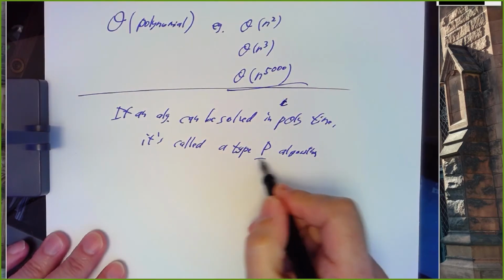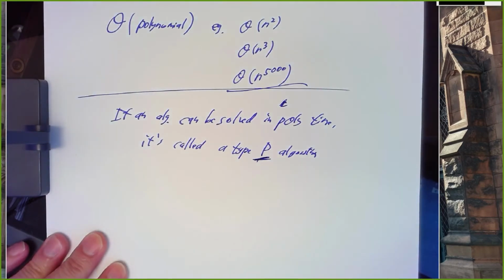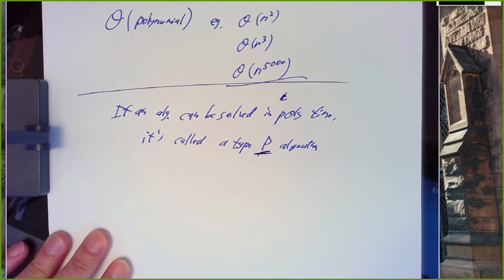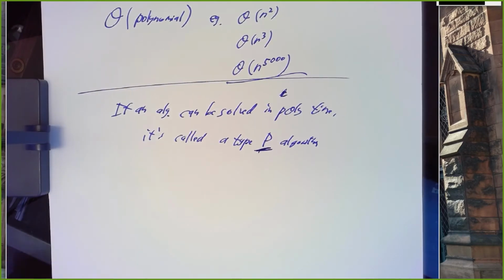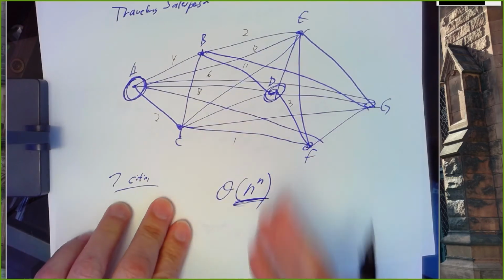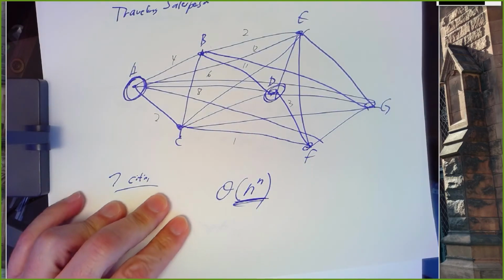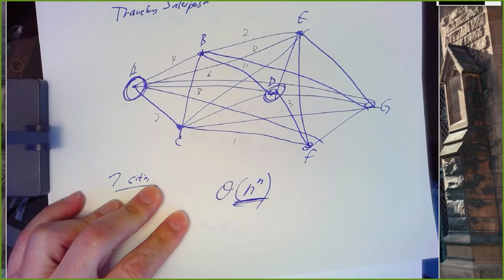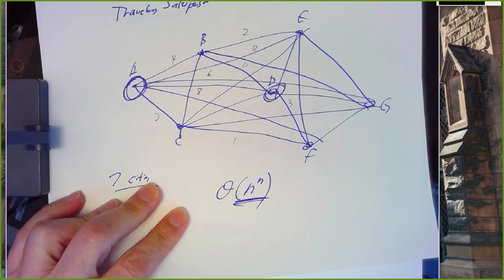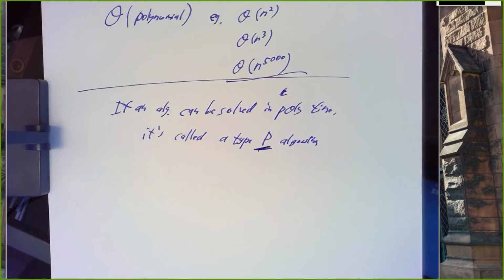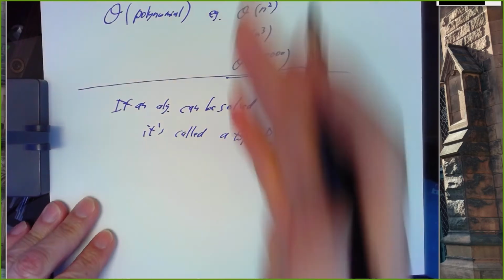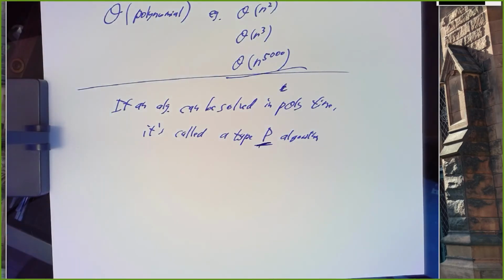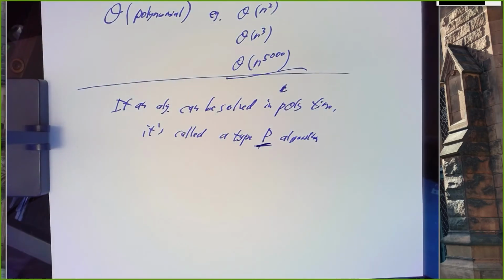So algorithms of type P are pretty doable in some sense. On the other hand, something that requires, say, n to the n, or n factorial, or n to the n to the n, is not polynomial time. It's bigger than that. Type P algorithms can be solved in polynomial time; we know an algorithm that solves them in polynomial time, or possibly better.